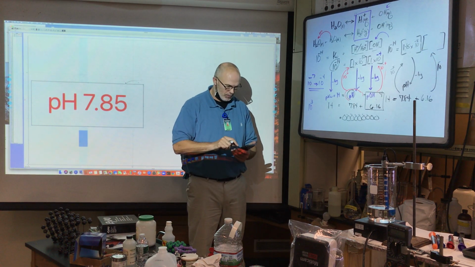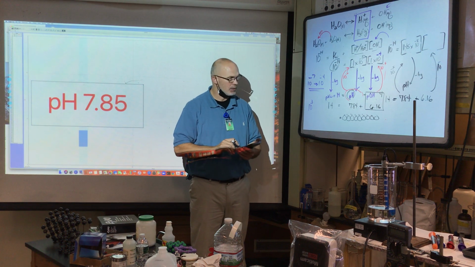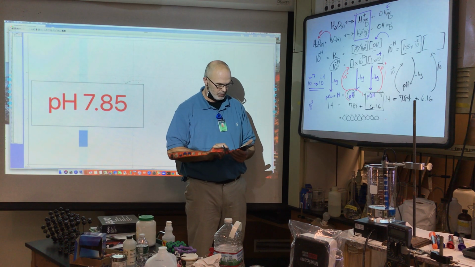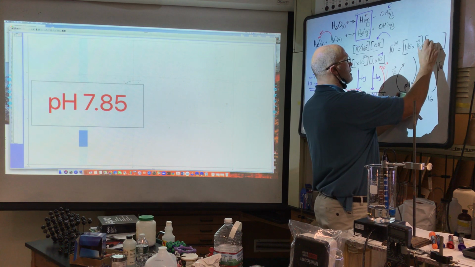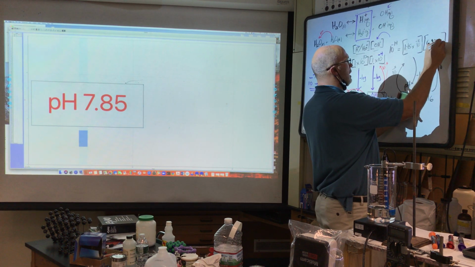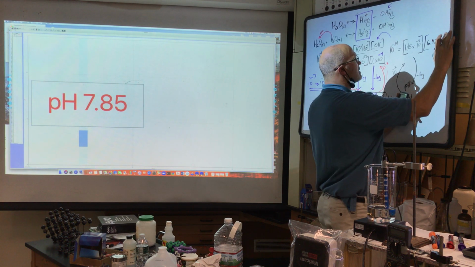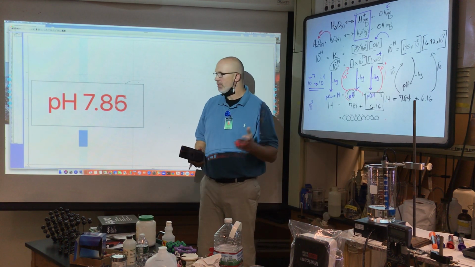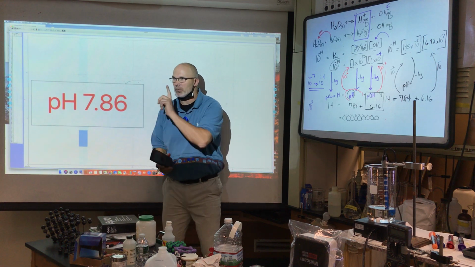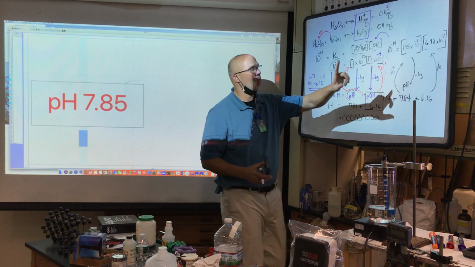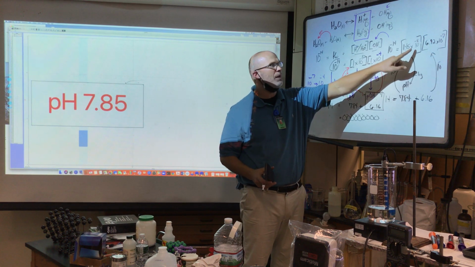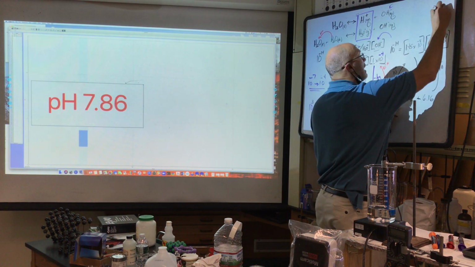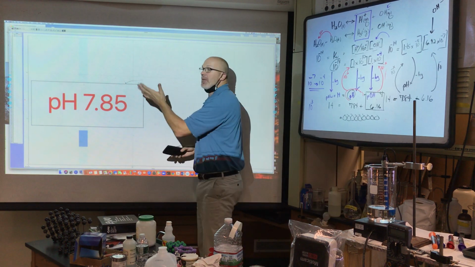So I go clear, second function, 10 to the x, and I go negative 6.16. And what do I get? 6.92 times 10 to the what? Negative 7. Party people, these numbers are pretty close, aren't they? That's why we're close to 7. But one of the numbers is slightly bigger. Which is a bigger number? 1.45 times 10 to the negative 8 or 6.92 times 10 to the negative 7? 6.92. Yeah, this one is bigger. That's your hydroxide. That's why this is above 7 and basic.